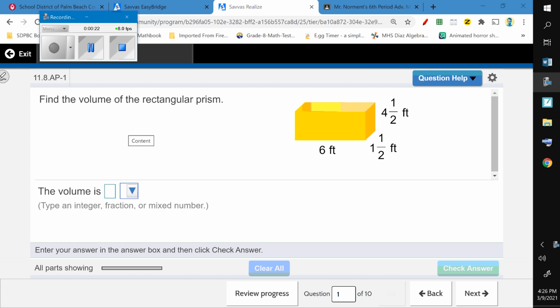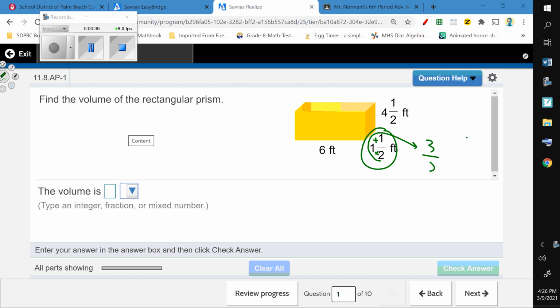So what we're going to do first is we're going to convert these two to improper fractions. How? You're going to take 2 times 1 plus 1. That's going to give you 3 over 2. So I'm going to rewrite that. And then for this one, 2 times 4 plus 1. It's going to give you 2 times 4 is 8, plus 1 is 9. Now, I'm going to write that over here.